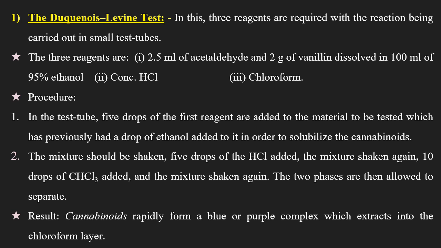The mixture should be shaken, then 5 drops of HCl are added, and the mixture is shaken again. 10 drops of chloroform are added, and again the mixture is shaken. The two phases are then allowed to separate. If the cannabinoids are present, they rapidly form a blue or purple color, which will be extracted into the chloroform layer. Absence of this blue color in the chloroform layer indicates absence of cannabinoids.